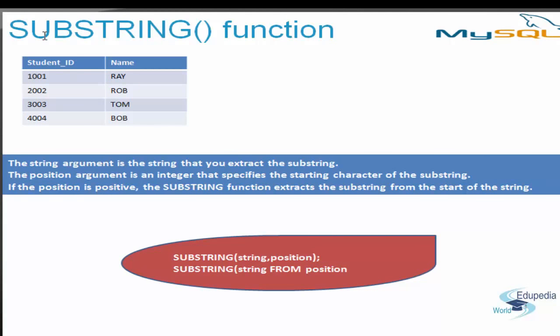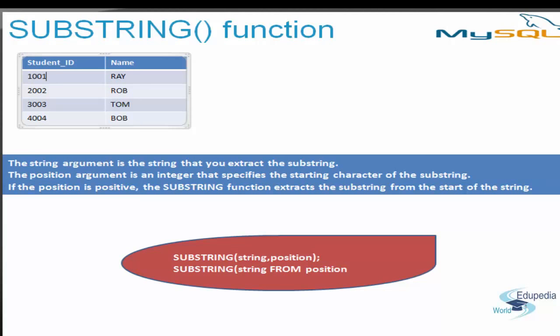Something more about the substring function. There are two parts to it: the string and the position. The string argument is the string that you want to extract the substring from. The position is the integer that specifies the starting character of the substring. If you leave the length out, it will go till the end. If you specify a length like 2, then it will only take two characters. We will see this in more detail in MySQL, but let us learn the concepts on this slide.